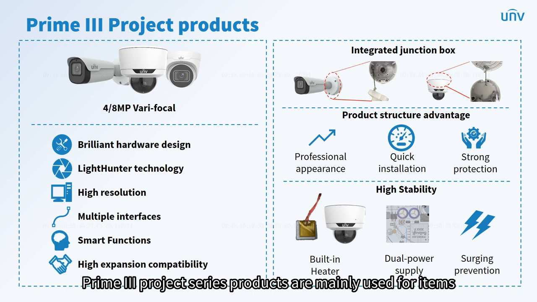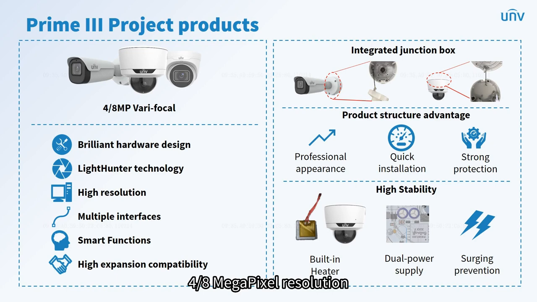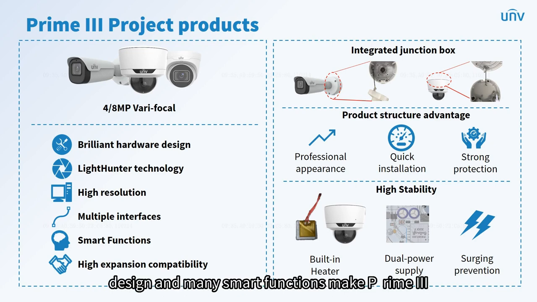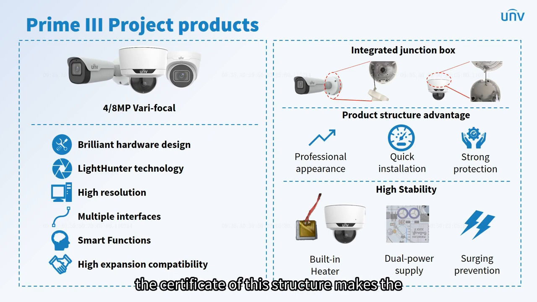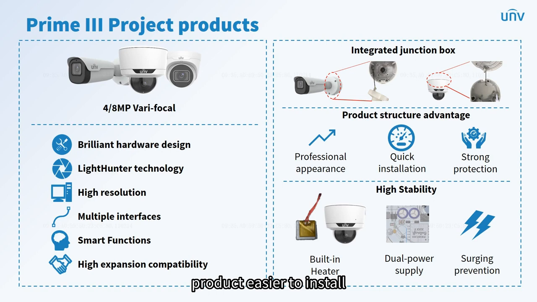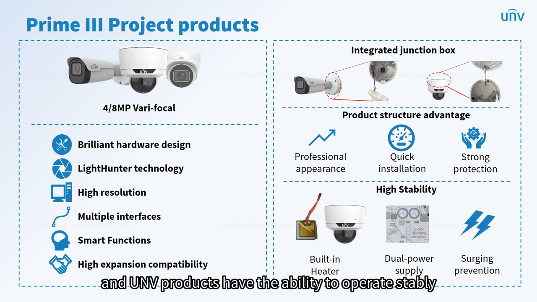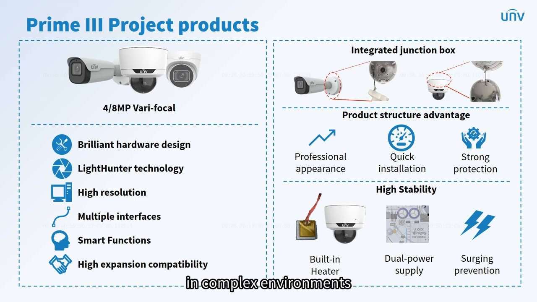Prime 3 Project series products are mainly used for projects. 4 and 8 megapixel resolution combined with advanced hardware design and many smart functions make Prime 3 Project products more powerful. In addition, the Prime 3 Project products are equipped with an integrated junction box. This structure makes the product easier to install and gives it more protective ability. Project products will be used in various complex environments, and UNV products have the ability to operate stably in complex environments.